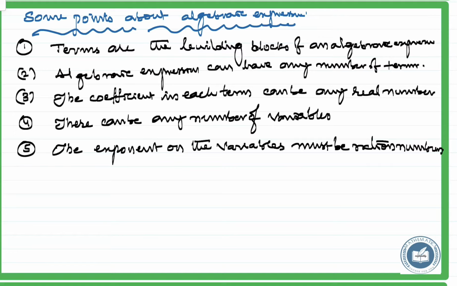So these are the important points about algebraic expression. Terms are the building blocks of algebraic expression. Algebraic expressions can have any number of terms. The coefficients in each term can be any real number. There can be any number of variables in the algebraic expression. The exponent on the variables must be a rational number. So this is about algebraic expression.